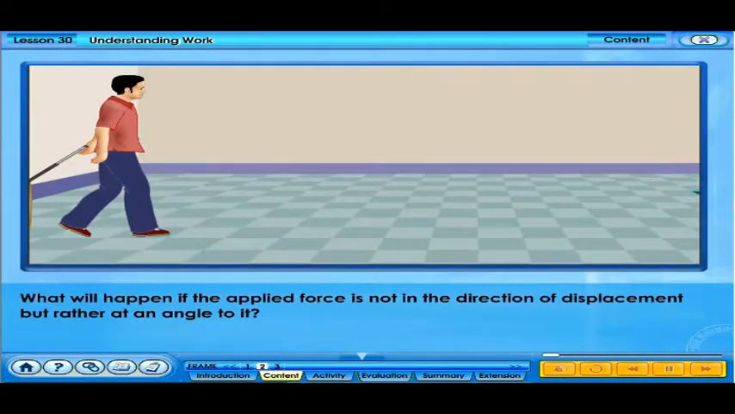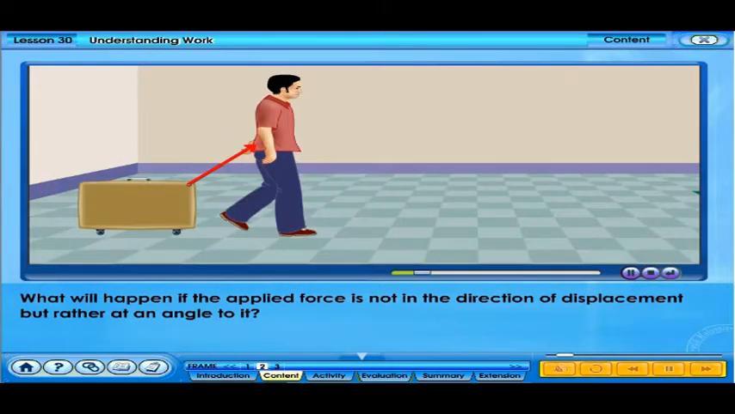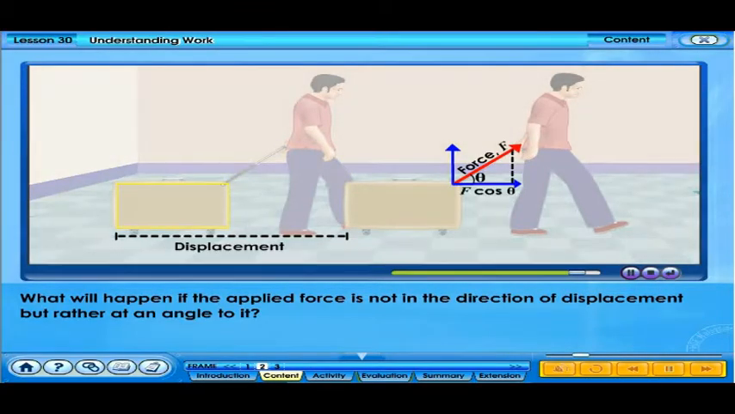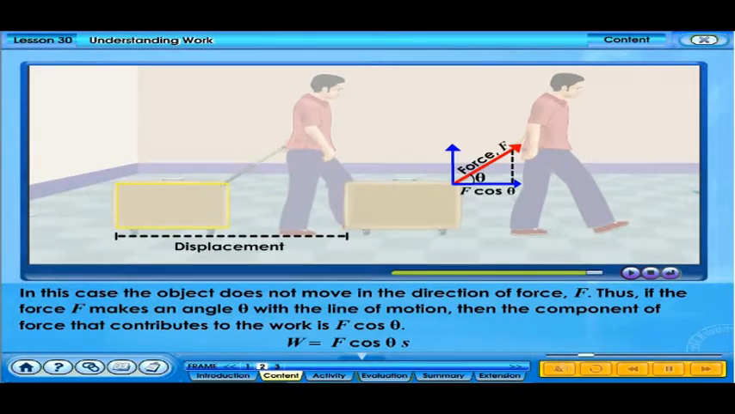What will happen if the applied force is not in the direction of displacement but rather at an angle to it? If an applied force is not along the direction of motion, we can resolve it into components parallel to and perpendicular to the displacement. In this case, the object does not move in the direction of the force. Thus, if the force F makes an angle theta with the line of motion, then the component of force that contributes to the work is F cosine theta.